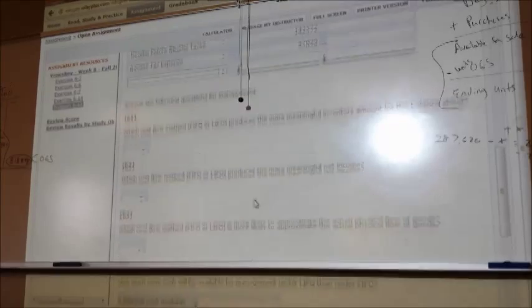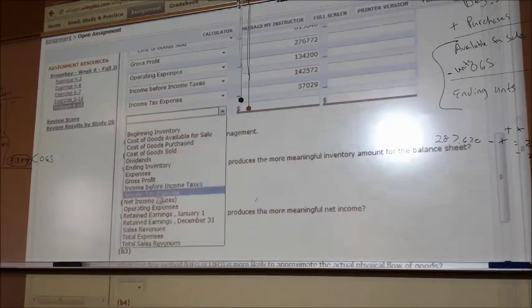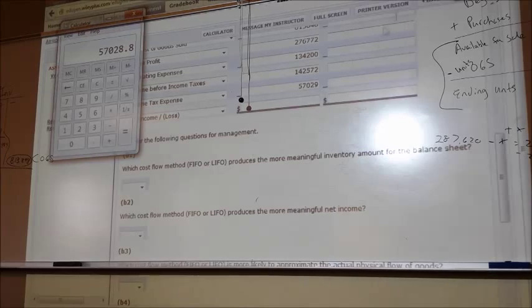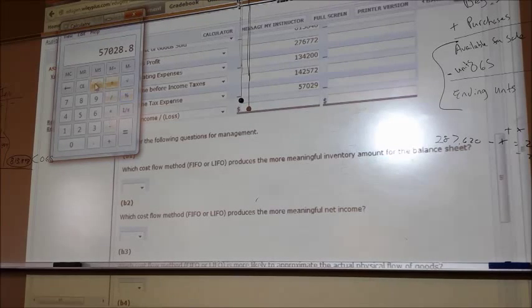And then the final one is our net income, our final figure. The bottom one, always on an income statement, is your net income. So simply now subtract out the 142 minus the 57,029. My total final net income is 85,543.